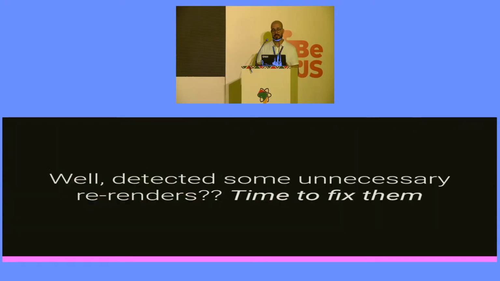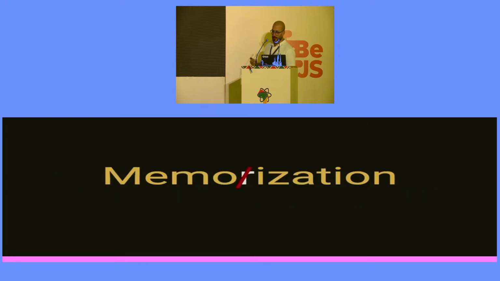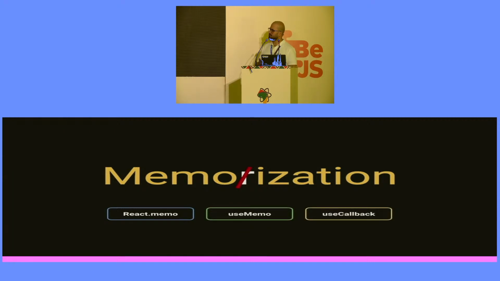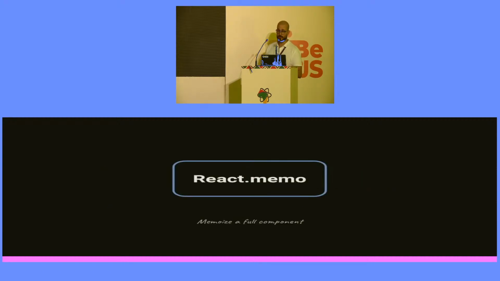So, well, we detected some unnecessary rendering happening. So time to fix them. React is providing something based on a concept in computer science called memoization, which is similar to memorization, but without the R. And this is providing 3 different APIs since React 16, I guess. And they are pretty useful, easy to use. I will just go through them one by one. First one is called React Memo. It usually memoizes the full component.